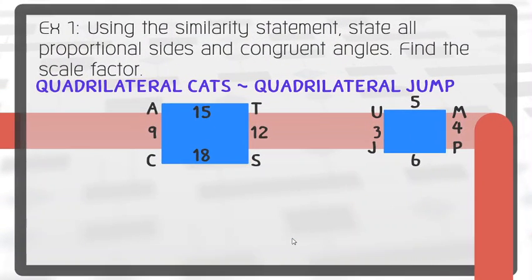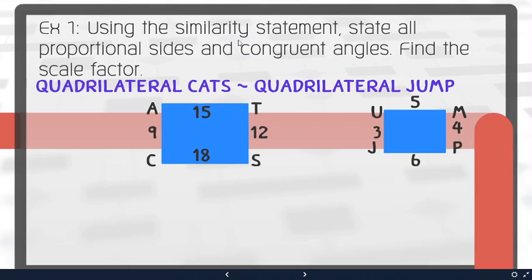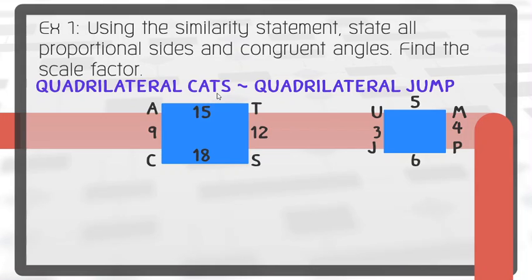Okay, so we're going to get started on example 1, which has two similar quadrilaterals of some sort. It says using the similarity statement, which is right here. When you have the little tilde, that means we're writing a similarity statement. State all the proportional sides and congruent angles. Find the scale factor. So it did tell us they are similar, so what we are going to do is write down all the sides that should be in proportion to each other and all the corresponding angles which should be congruent. All right, guys, let's get going.